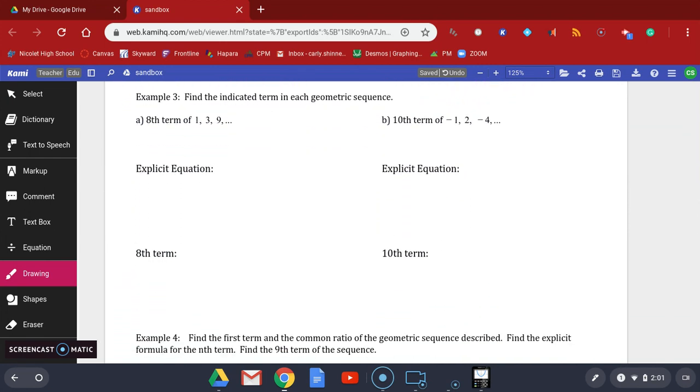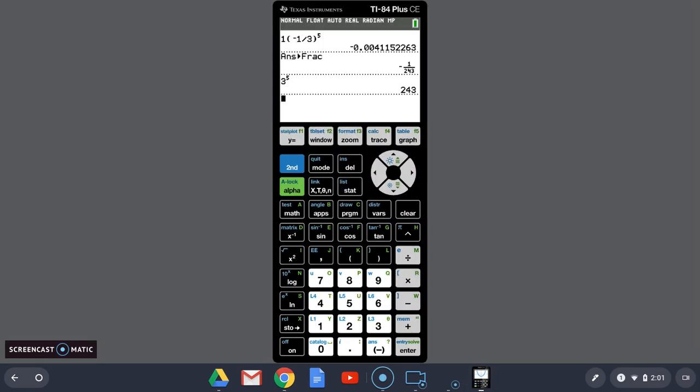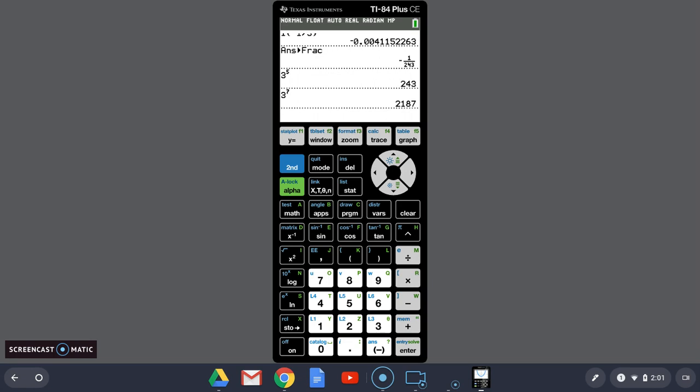Let's try example 3. Find the indicated term in each geometric sequence. First, in order to find the 8th term, I'm going to want to find my explicit equation. That's just the first term times the ratio, which appears to be 3, to the n minus 1 power. To find that 8th term, I plug in 8 for n. So it just becomes 3 to the 7th power, and I get 2,187.